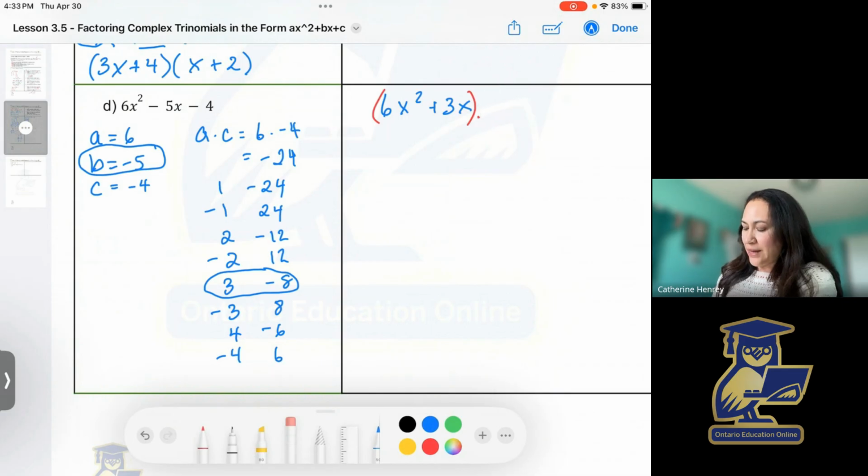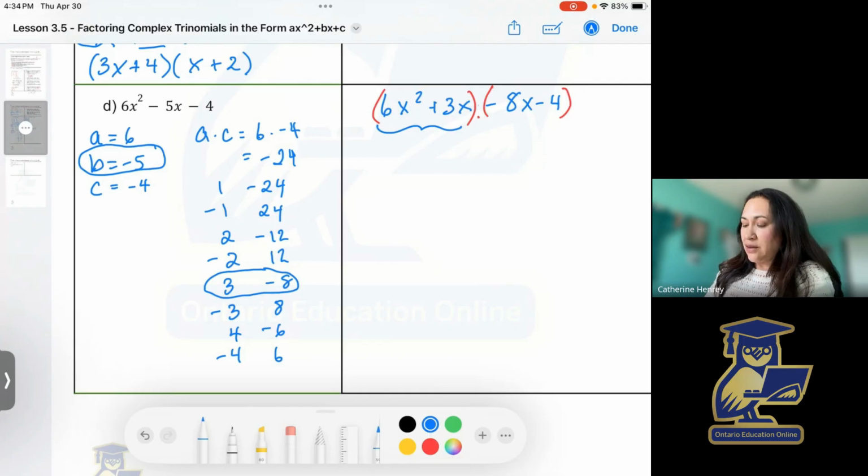We want to group that negative sign. So we have negative 8x minus 4. And when we group the negative sign, we want to make sure we keep that negative inside, because it makes a difference here when we pull out something that's common. So let's take a look at the first bracket, 6x squared plus 3x.